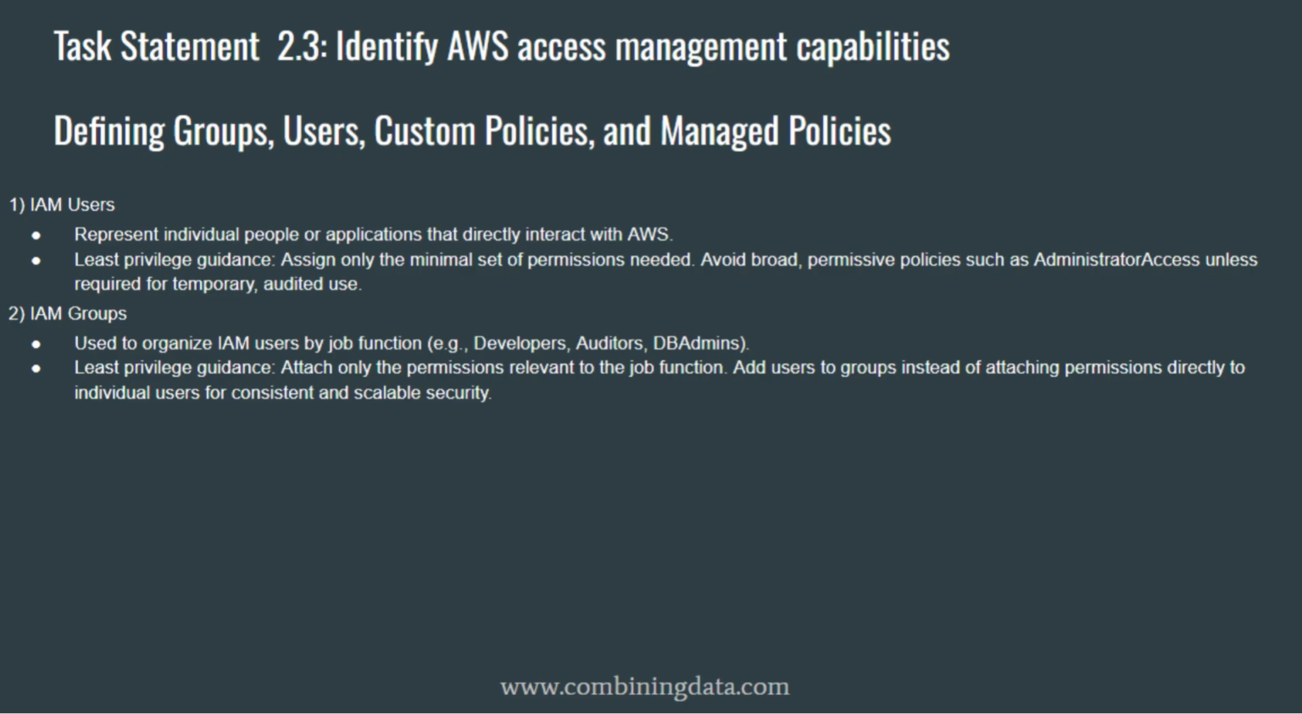Now, IAM groups. IAM groups are used to organize users by job function, such as developers, security auditors, or database administrators. Instead of assigning permissions to each user one by one, you attach policies to the group and then add users to it. This approach is more secure, consistent, and scalable. When someone joins or changes roles, you simply update their group membership instead of rewriting policies.